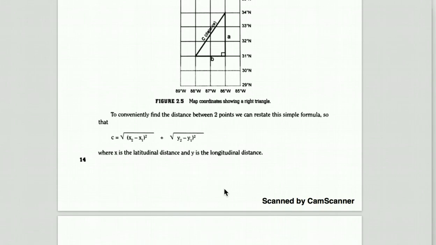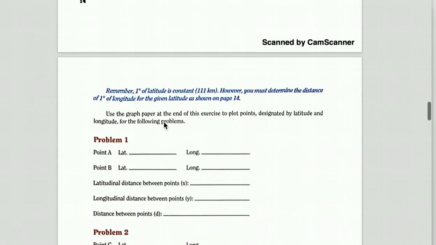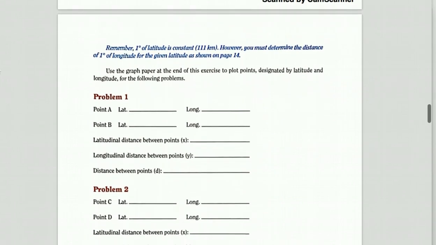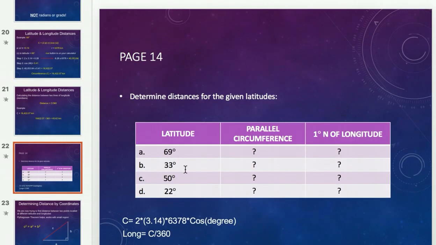I'm on page 15 now. Okay, so remember that 1 degree of latitude is constant at 111 kilometers. Go ahead and highlight that or underline it. However, remember we must determine the distance of 1 degree of longitude for the given latitude as shown on page 14. Because it's going to vary, it's not consistent, because it gets closer as it goes to the poles. I gave you the coordinates for problem 1 and problem 2. You can find these in the PowerPoint.